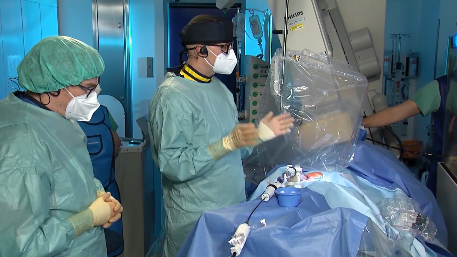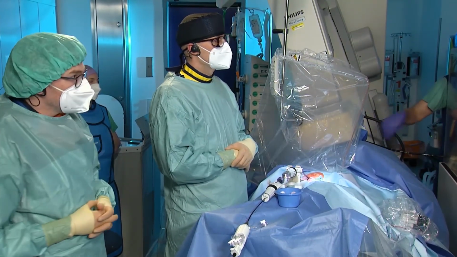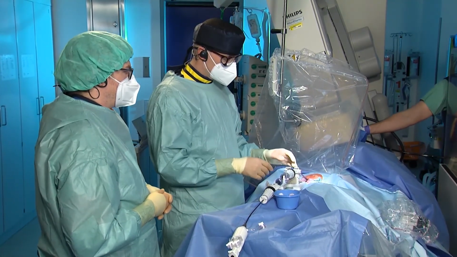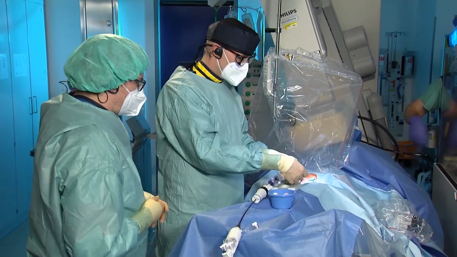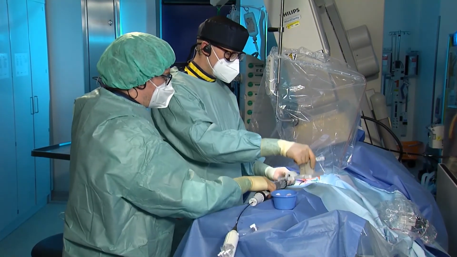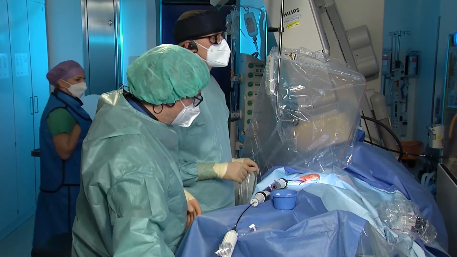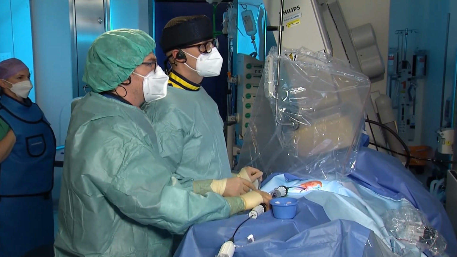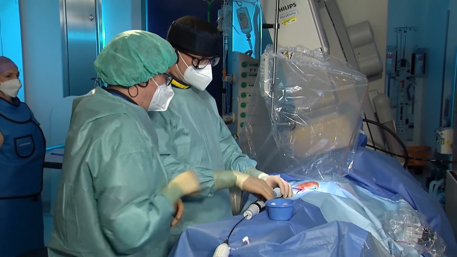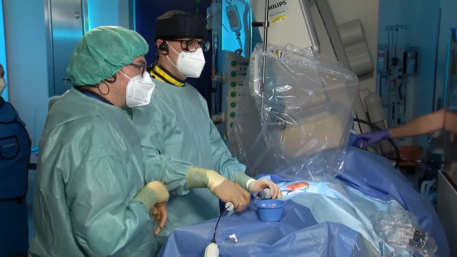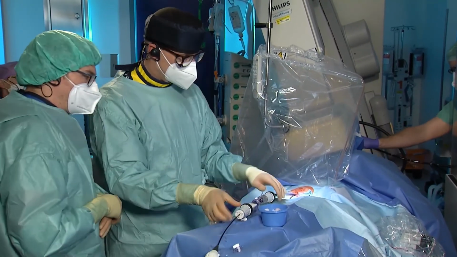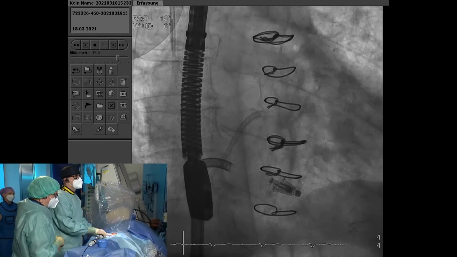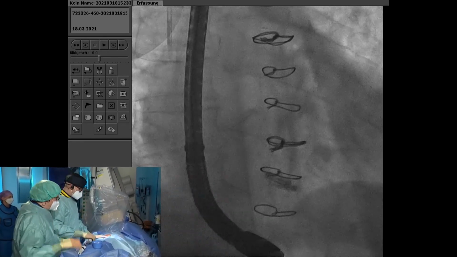So now we have a good result. The device is in a good position. We will check our final results, and if we are satisfied, we will remove the guiding catheter. So we remove the stabilizer first. Okay. So we will unflex everything. So we have a straight device. And we remove the guiding catheter.